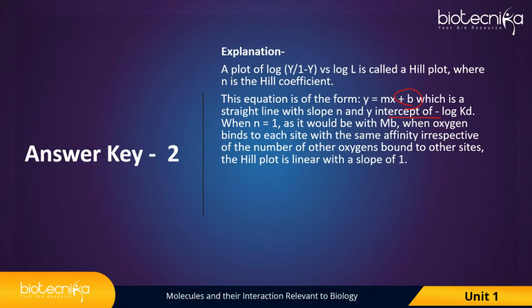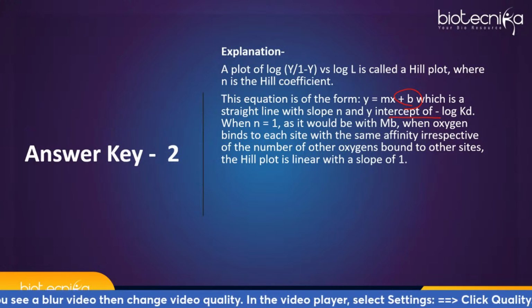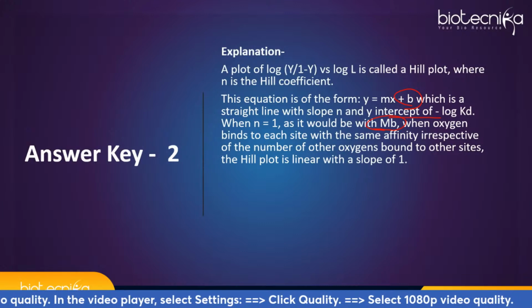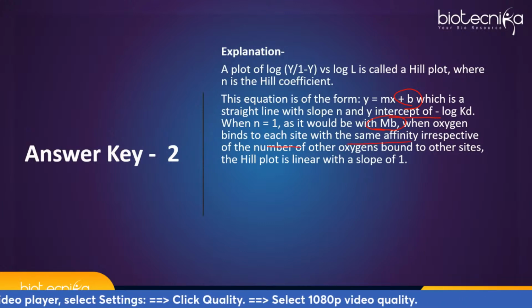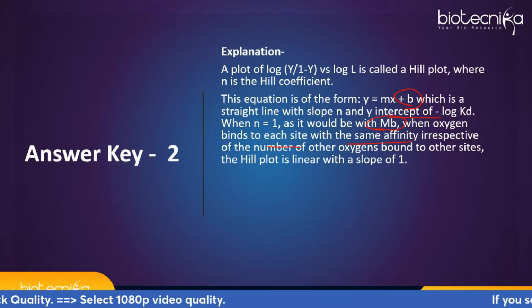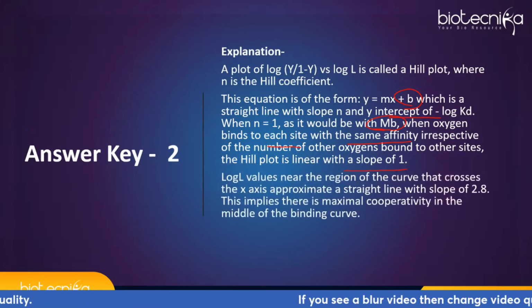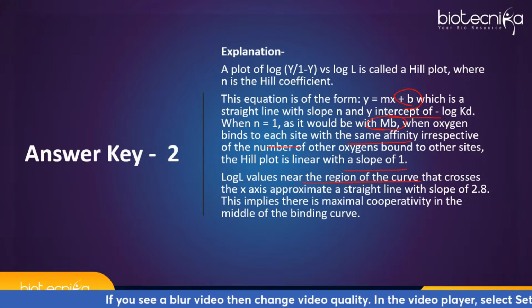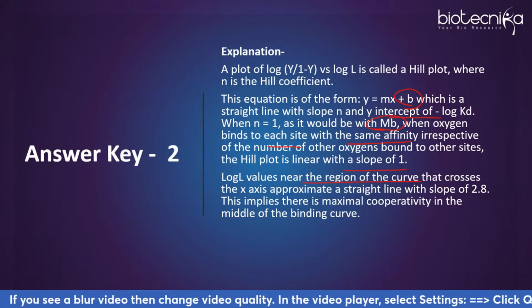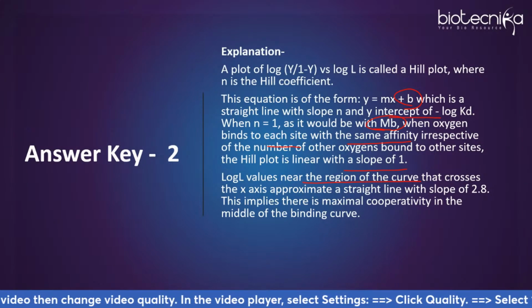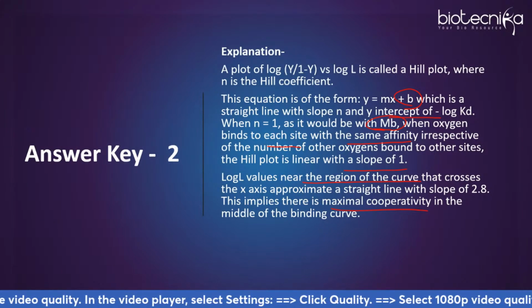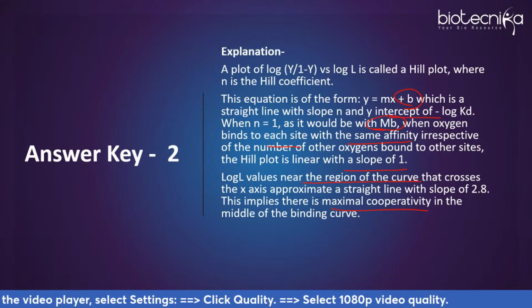Now when n is equal to 1, when slope is 1, as is the case with myoglobin, which has only one ligand binding site, when oxygen binds to each site with the same affinity, irrespective of the number of oxygens bound to other sites, then the Hill plot is linear with a slope of 1. Log L values near the region of the curve that crosses the x-axis approximate a straight line with a slope of 2.8, and that will imply maximum cooperativity in the middle of the binding curve.